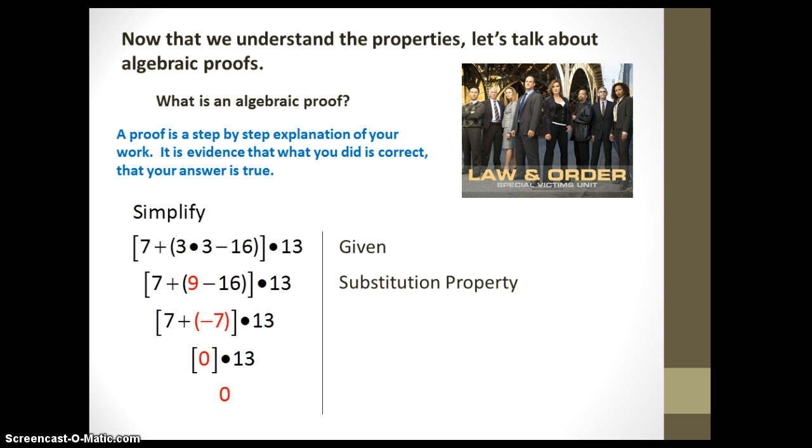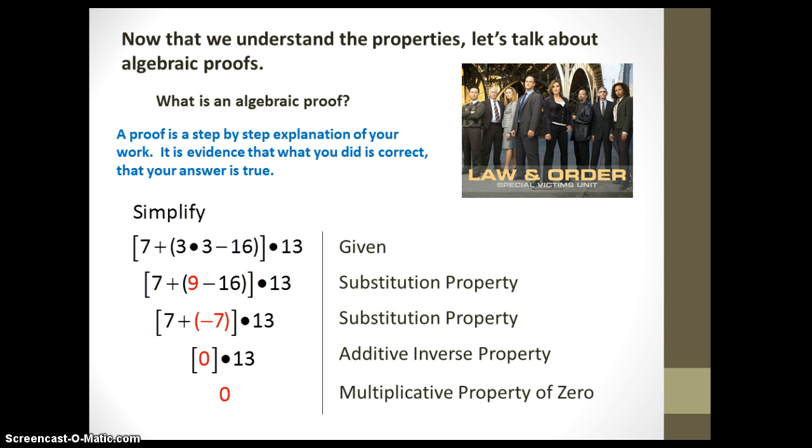Again, we're still working in the grouping of our order of operations, and we get negative 7. Again, substitution property, replacing one value with an equal value. Then 7 plus negative 7. Well, those give us 0 because they're opposites. And when we think of opposites and adding, we should think of the additive inverse property. And finally, we multiply 0 times 13. And when we multiply 0 by any number, we should think the multiplicative property of 0. And so now we've been able to prove with our algebraic properties the answer is correct.